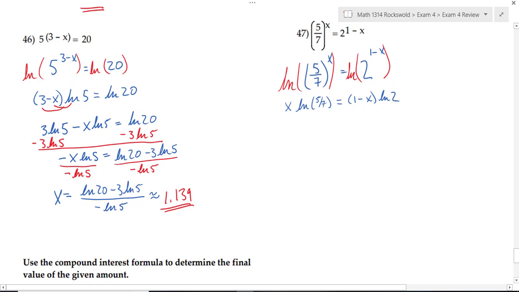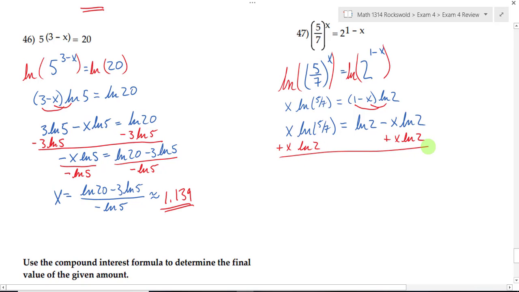What will my next step be? Distribute. Distribute this natural log 2 to both of these terms. So that means that I've got x natural log 5/7 equals 1 times natural log 2 is just natural log 2 minus x natural log 2. Now there's 2 x's in the equation. I need to get them on one side. So I will add x natural log 2 to both sides of the equation. What you do to one side of the equation, you have to do to the other. And when I do that, I get x natural log 2 plus x natural log 5/7 equals natural log 2.